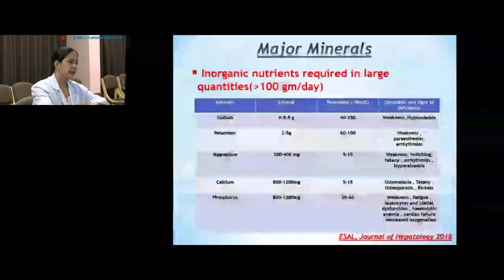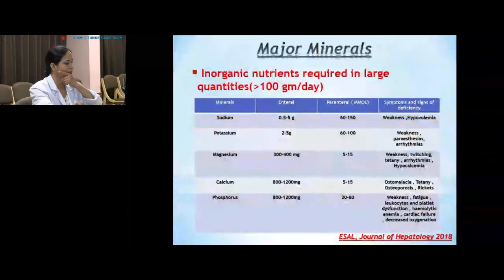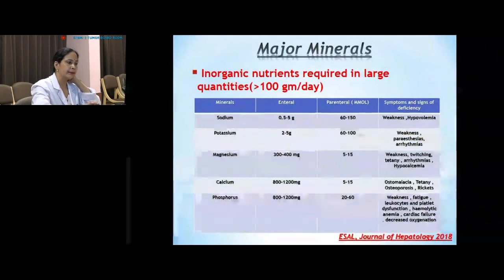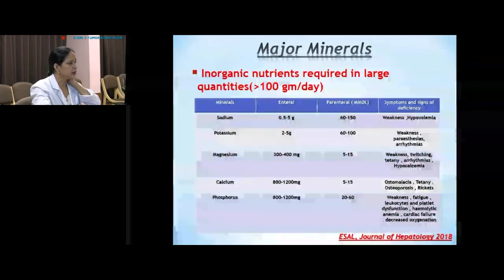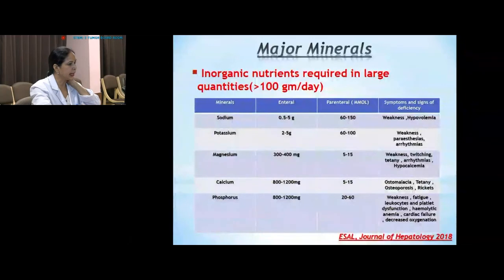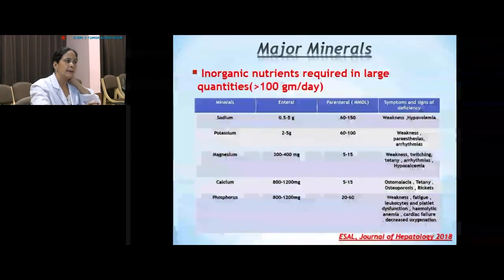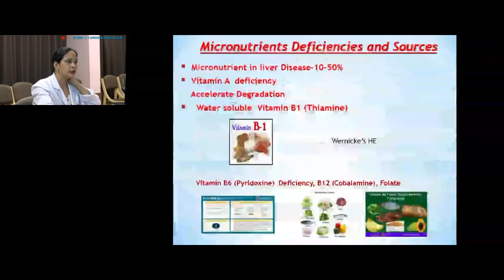While planning the diet for the cirrhosis patient, major minerals need to be considered as per RDA, to prevent weakness, hyponatremia, paralysis, arrhythmia, itching, and tetany. These are the signs and symptoms, clinical features, weakness and fatigue, which result from deficiency of phosphorus, magnesium, potassium, and sodium. So these minerals need to be considered highly while planning a diet for the cirrhosis patient. Micronutrient deficiency and sources.